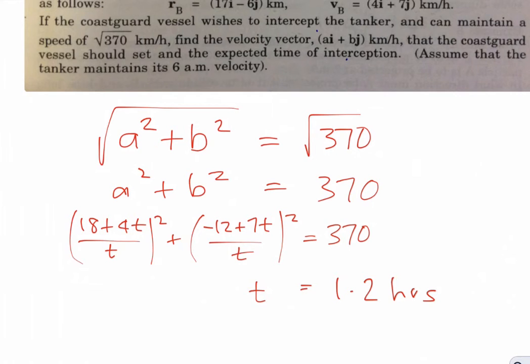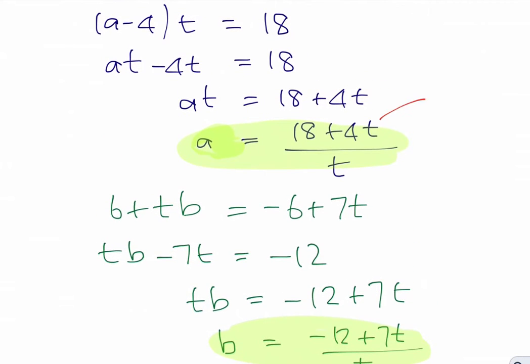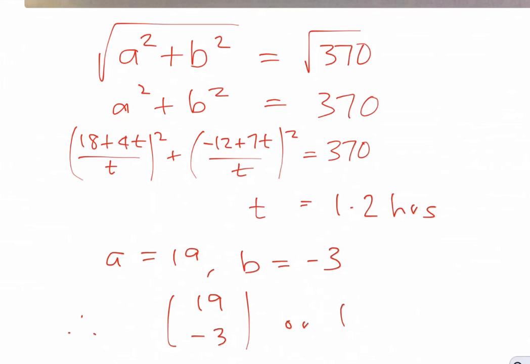Once we know the value of t, we can then substitute that value back into here to find A, and substitute it in here to find what B is. And if we do that, we should get A equals 19 and B equals -3. So therefore, the velocity that we need to go out on to intercept is (19, -3), or you could say 19i minus 3j.